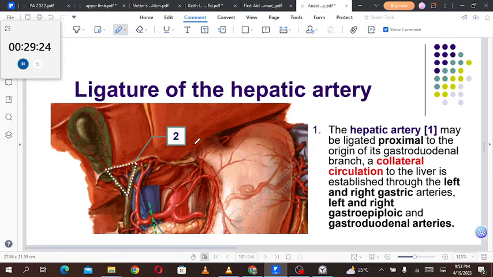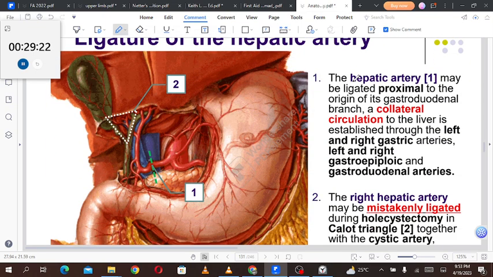Okay, so ligature of the hepatic artery. The hepatic artery may be ligated proximal to the origin of its gastroduodenal branch. A collateral circulation to the liver is established through the left and right gastric arteries, the left and right gastroepiploic arteries, and the gastroduodenal arteries. So how do we ligate that? We are ligating it over here.